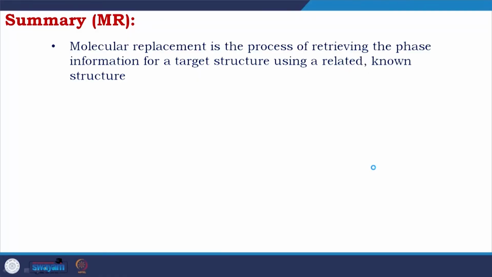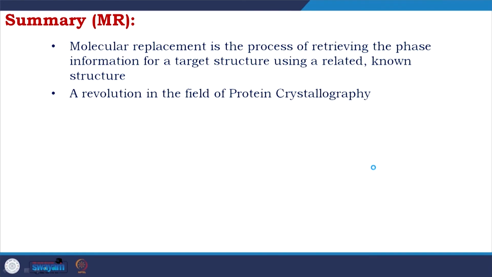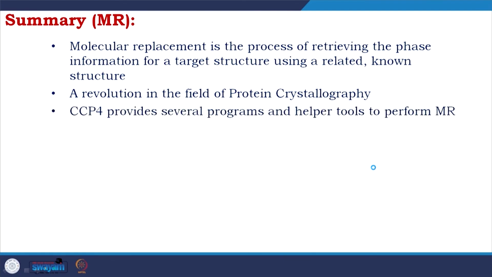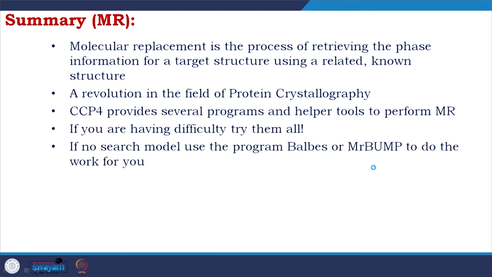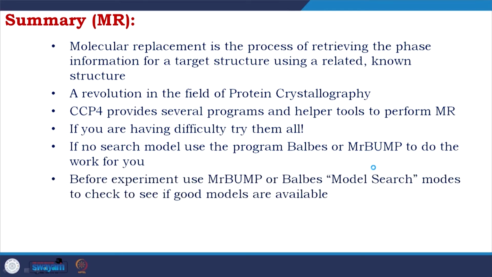So, in summary, molecular replacement is the process of retrieving the phase information for a target structure using a related known structure. It is a revolution in the field of protein crystallography. CCP4 provides several programs and helper tools to perform molecular replacement. If you are having difficulty, you should try them all. If there is no such model, use the program Balbes or MrBUMP to do the work for you. Before the experiment, you could also use MrBUMP or Balbes model search modes to check if good models are available or not.